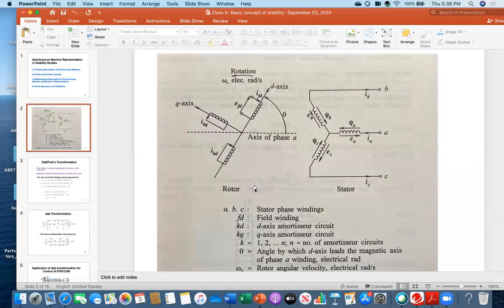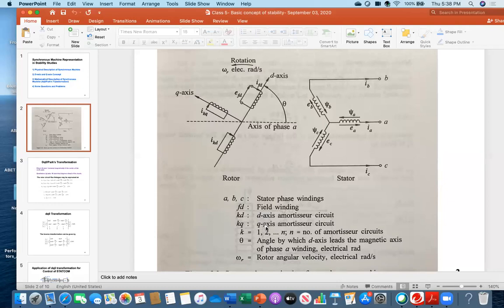Here in the book, they are denoted by KD and KQ. Those two are the D-axis amortisseur circuit and the Q-axis amortisseur circuit. Amortisseur circuit is the same as the damping circuit, the damper. So in the literature, the word amortisseur is used instead of damper winding.